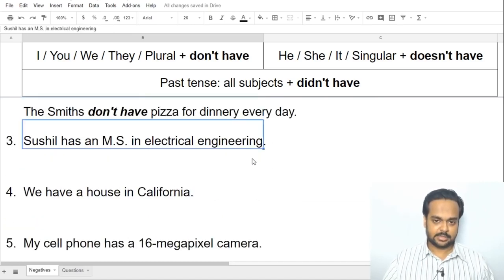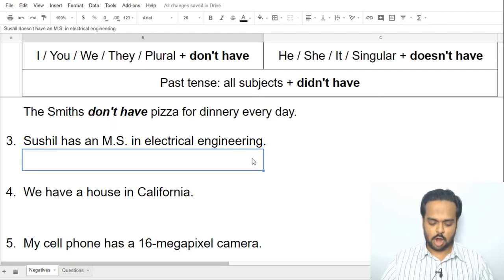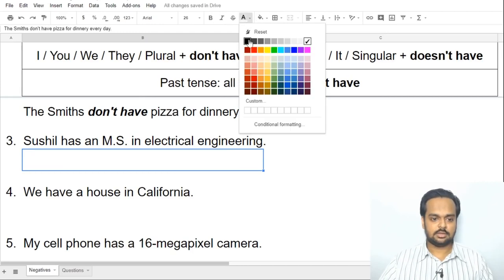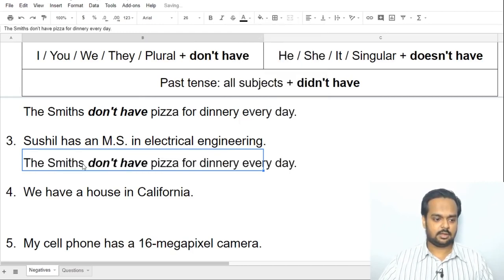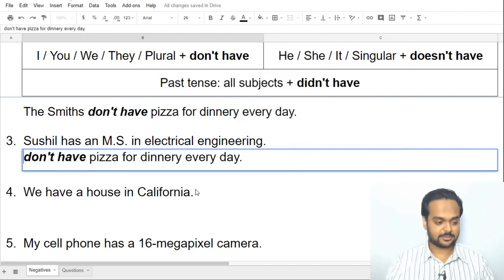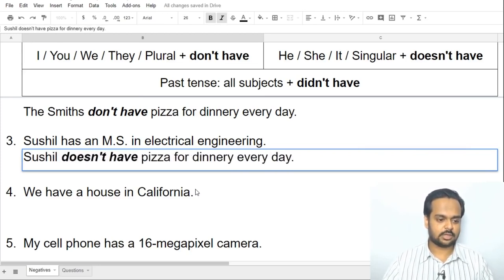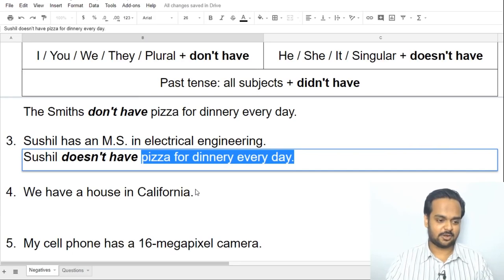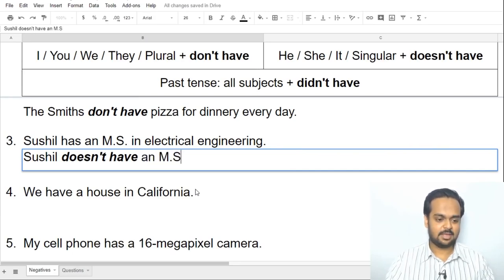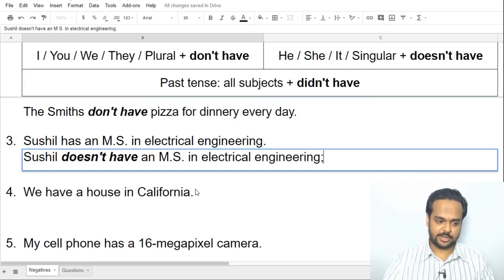Sushil has an MS in electrical engineering. No, I think you're wrong. Sushil doesn't. Sorry about that. I wanted to do that in dramatic fashion, but that didn't work, obviously. Sushil doesn't have pizza for dinner every day. Sushil doesn't have an MS in electrical engineering.